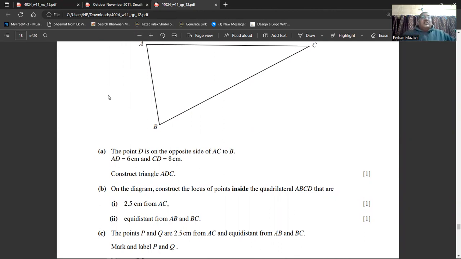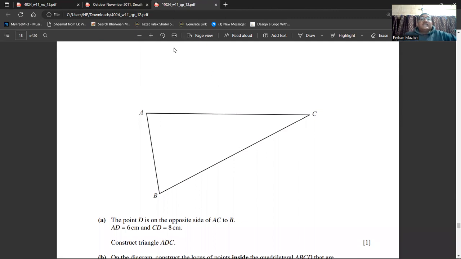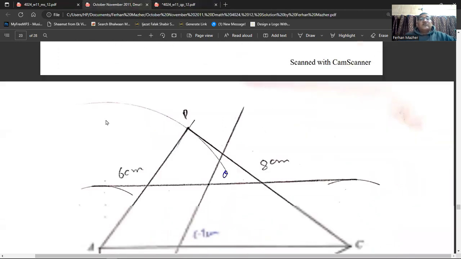Construct the triangle ADC. So you open your compass, try to understand my instruction which I'm giving you. AD: open your compass 6 centimeter, put the needle of the compass on A. Technically, we say take A as the center and draw an arc of radius 6 centimeter here. Then open your compass 8 centimeter, take C as the center, put the needle on C and draw an arc here of 8 centimeter radius. Where these two arcs intersect each other, that is the point D. Join it with A and join that point D with C, and that will give you the triangle ADC. So let me show you.